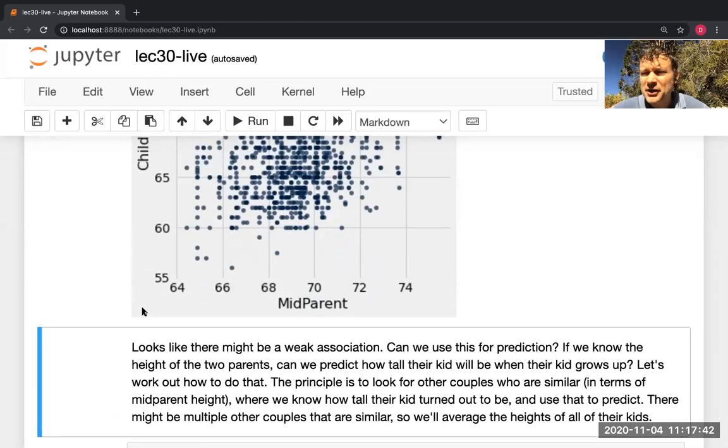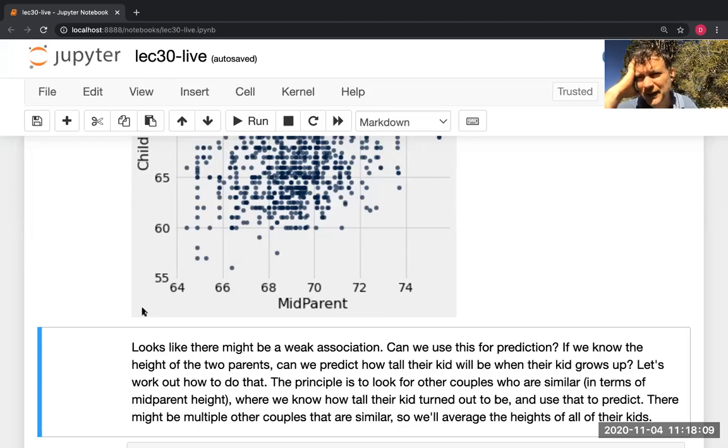Okay. So here's how we're going to do prediction. We're going to use this principle I just described. If we have a couple and we want to predict how tall their kid's going to be when the kid grows up, we're going to look for other couples in this data set who are similar. And what would be a measure of similarity? Well, what seems relevant about a couple is the mid-parent height, the average of the height of the father and the mother. So we're going to look for other couples who have a similar mid-parent height.